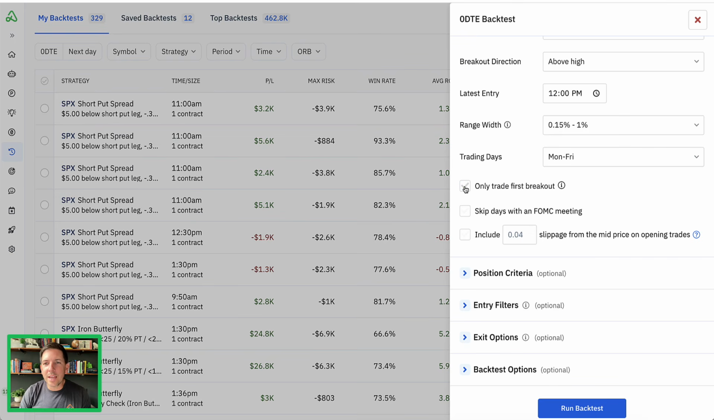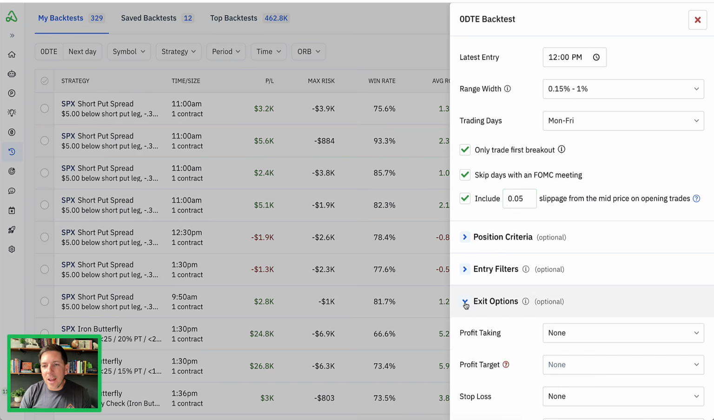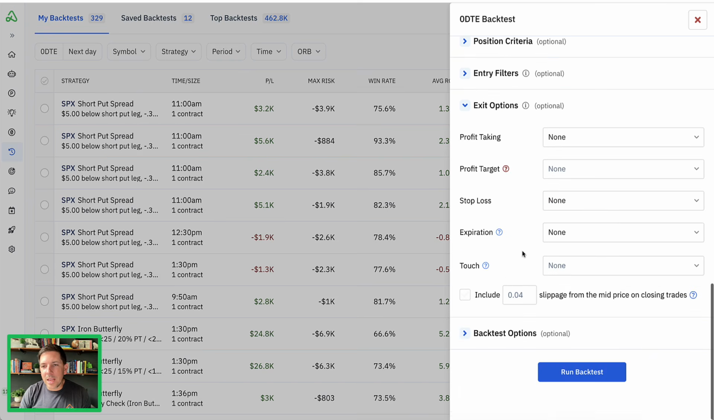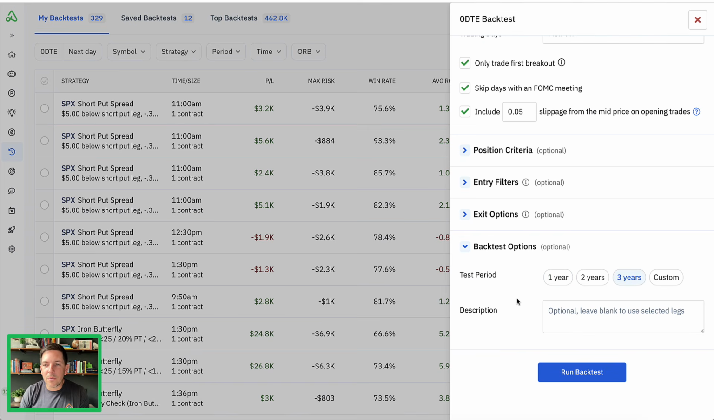We'll do all trading days. We're going to do the checkbox to only trade the first breakout. You can, again, test this, but this prevents the bot from trading other breakouts in opposite directions after this one occurs. We're going to skip FOMC. We'll always include slippage. That's just a main staple of this. And then for now, we're not going to do any profit taking. We're just going to run it to expiration. So just trade the breakout, let the thing go all the way to expiration. Again, we can do multiple variations of this as we continue moving forward if we want to. And then we'll do 3 years here to try to get as much data as possible.